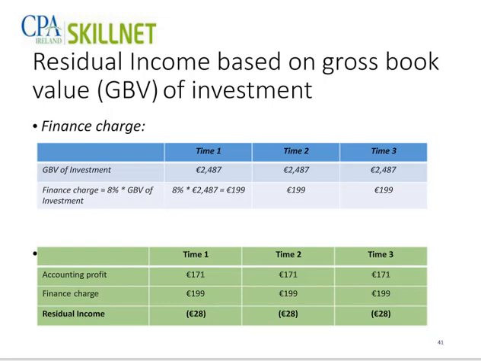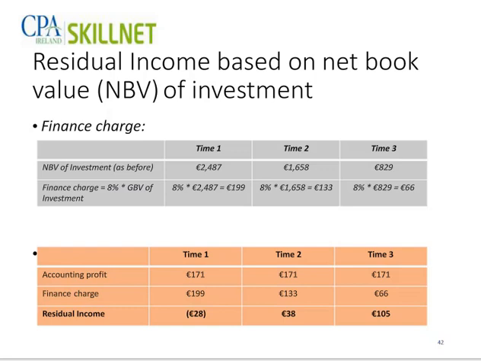So we can see from the bottom table in green what the residual income is. It's the accounting profit every year of €171 minus the finance charge of €199, so €28 of a negative residual income figure every year. So accepting this investment would decrease residual income by €28 per annum, at least if this particular approach to measuring residual income is adopted.